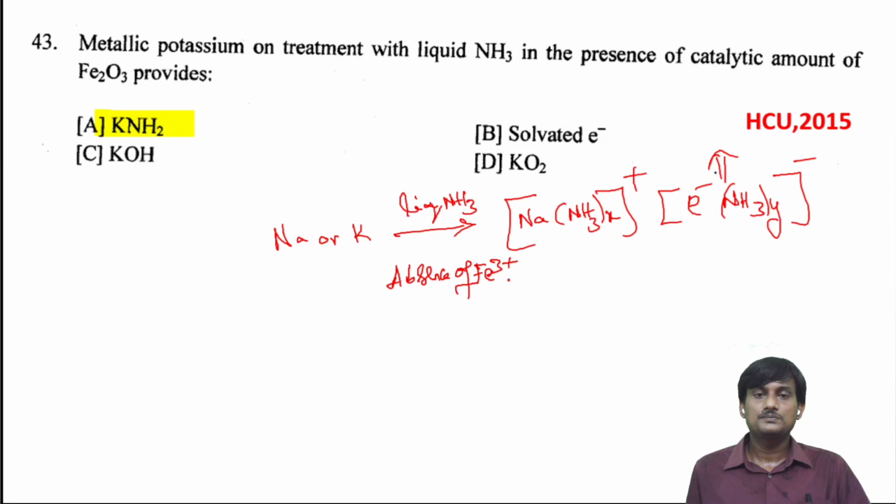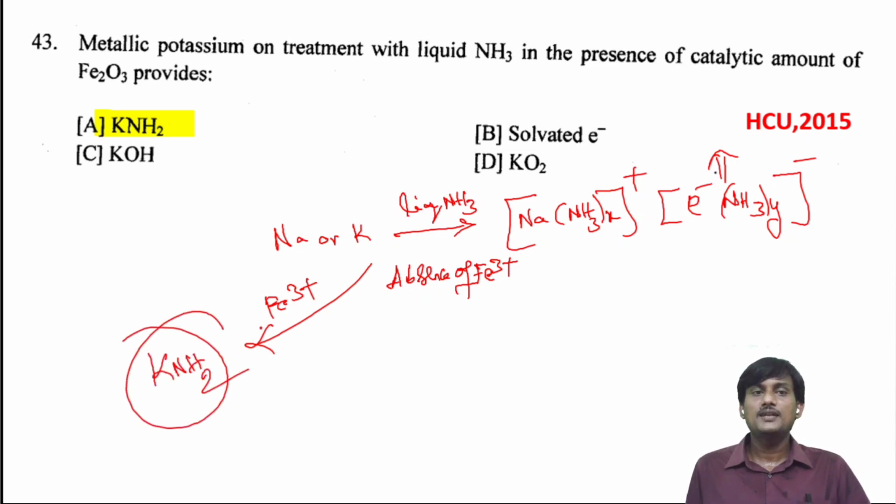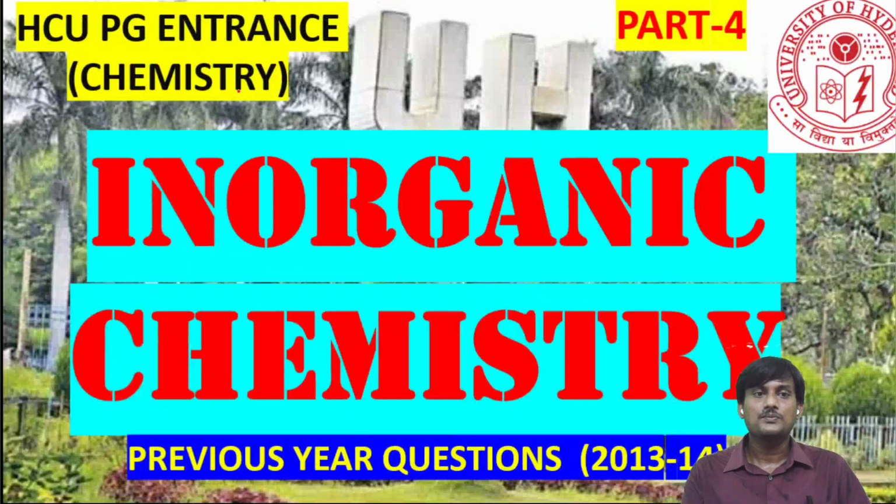There is a formation of solvated electrons in the absence of Fe3 plus. But in the presence of Fe3 plus, there is a reaction between sodium and NH3, or potassium and NH3. There is a formation of amide, so there is a formation of KNH2. In the absence of Fe3 plus, there is a formation of solvated electrons. In the presence of Fe3 plus, this one acts as a catalyst, and it converts potassium into KNH2.